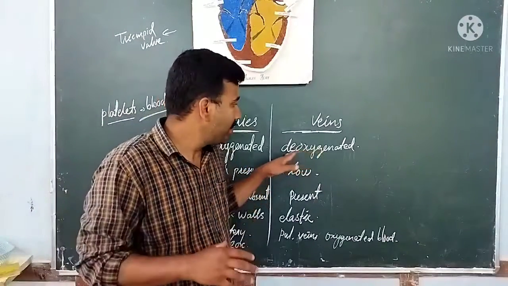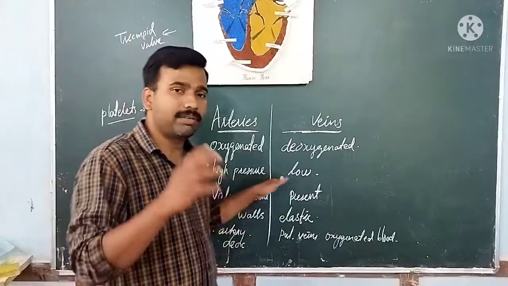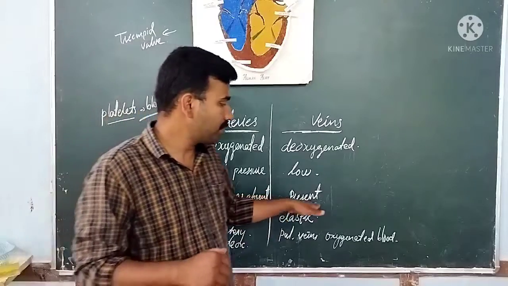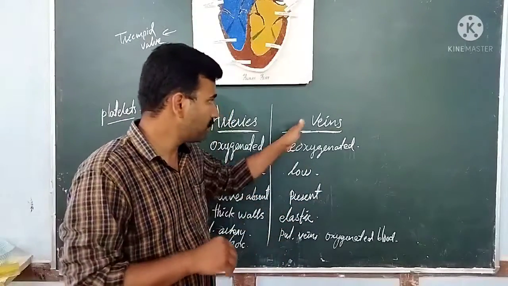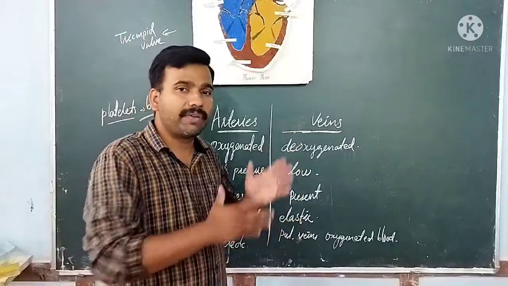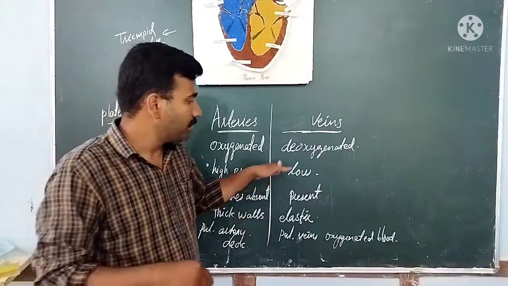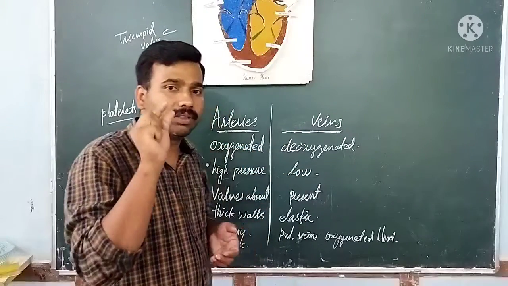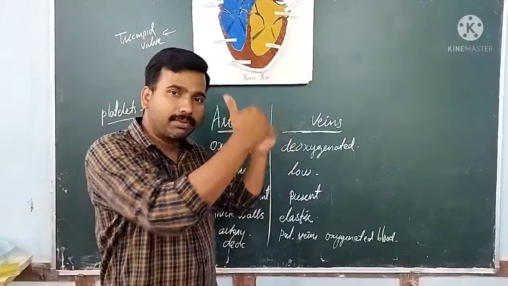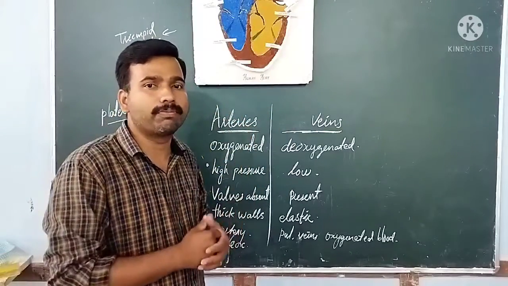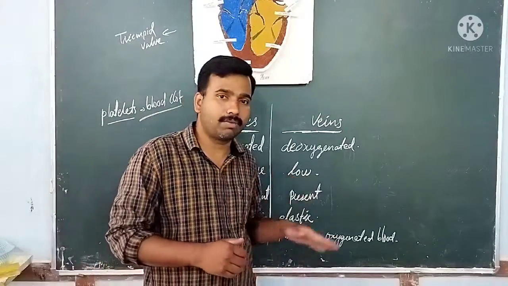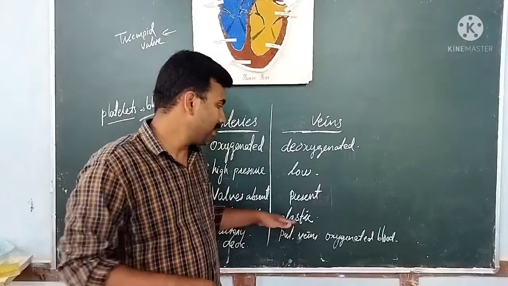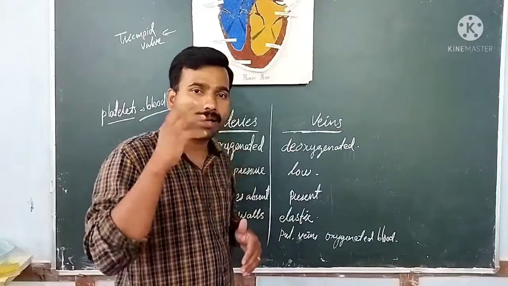Veins carry deoxygenated blood, and the blood flow through the veins is under low pressure. Valves are present in blood vessels, especially veins, to prevent the backward flow of blood. Here you can see that in veins the blood is flowing with minimal pressure, so there is a chance for backward flow of blood. In order to prevent that, valves are present in between. Then the walls of the veins are elastic because the blood is no longer under high pressure.